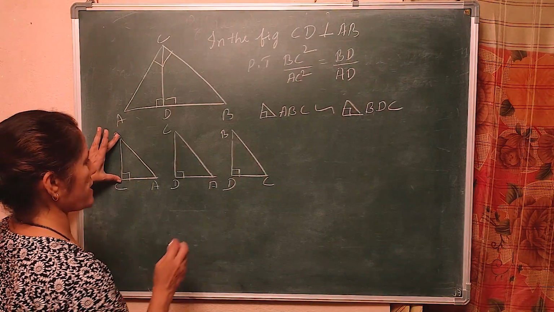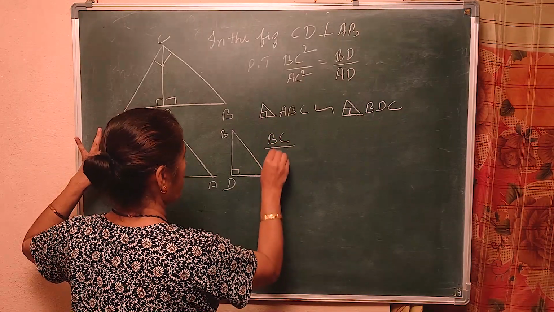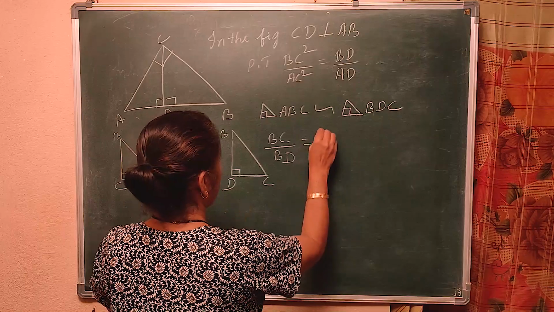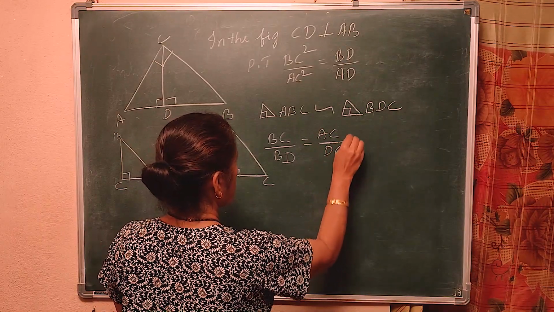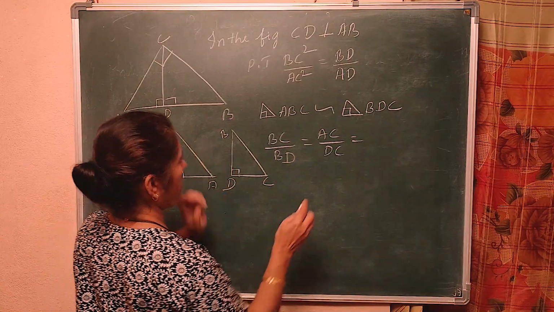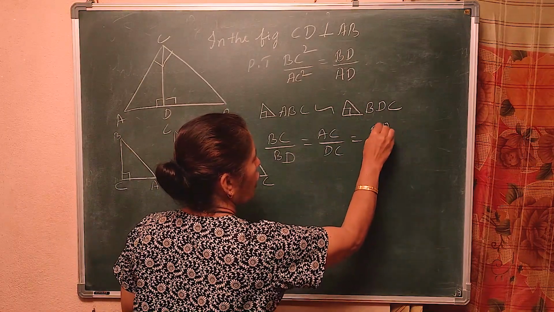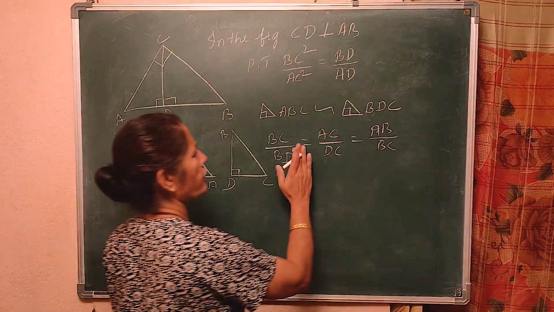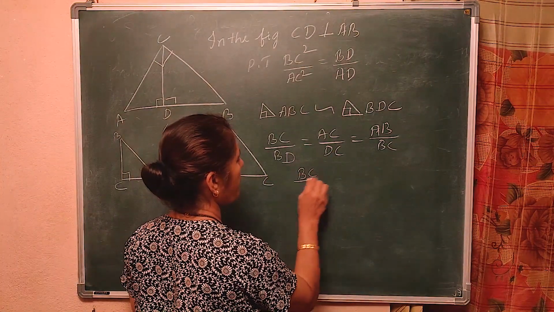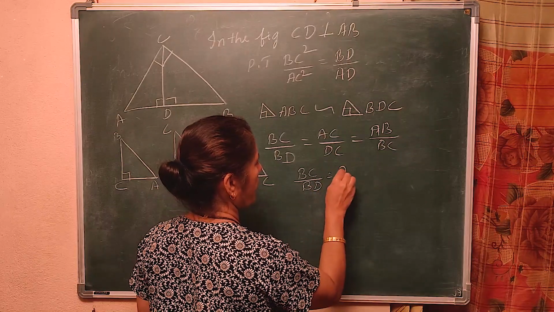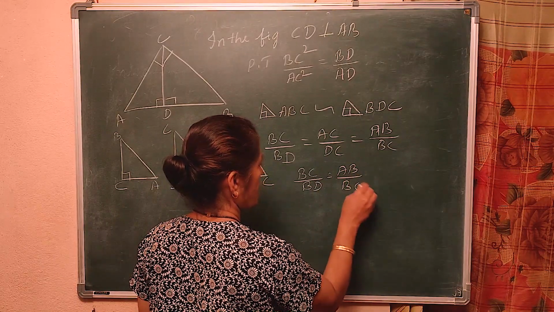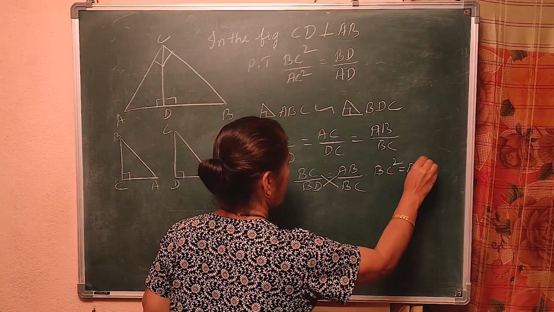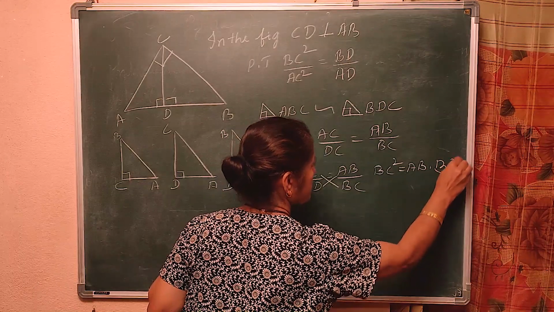Therefore, corresponding sides: BC by BD is equal to AC by DC is equal to AB by BC. Wherever BC comes, that only I can take. I need not write on this also. So BC by BD is equal to AB by BC. Cross multiplication. BC square is equal to AB into BD.